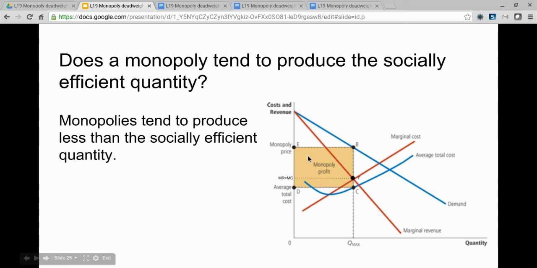Monopoly, on the other hand, tends to produce less than the socially efficient quantity. Since the demand curve is downward sloping, marginal revenue is below the demand, and when the monopoly makes marginal cost equal to marginal revenue, it winds up charging a price that's higher than marginal cost. As a result, the quantity that maximizes profit for the monopoly is less than the socially efficient quantity. The socially efficient quantity is the quantity where the demand curve intersects the marginal cost curve. Boo for monopoly.